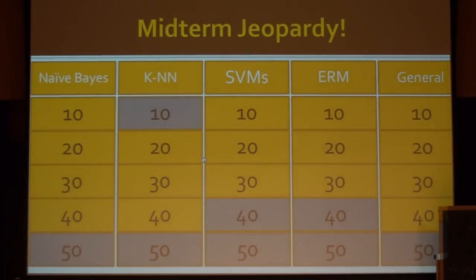Okay, who was this? Oh, it was you. Naïve Bayes for 40, all right. Oh, we just had that one, sorry. k-NN for 40, all right.